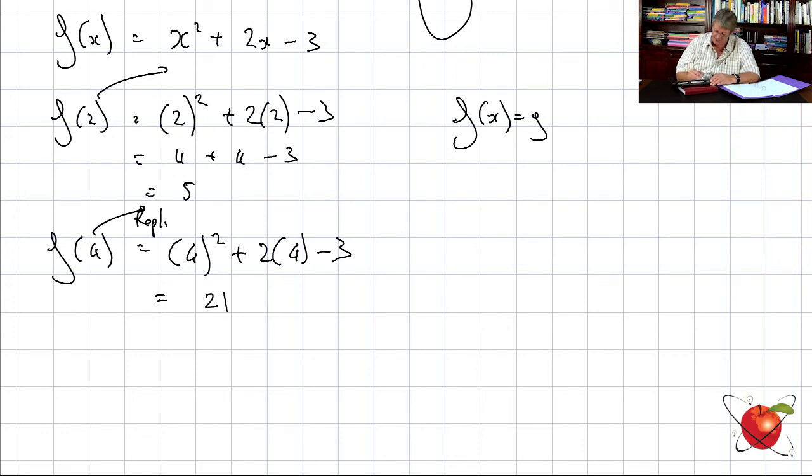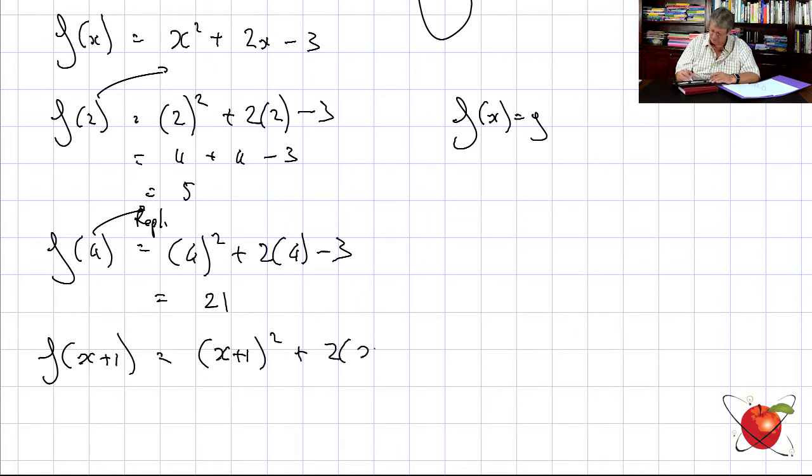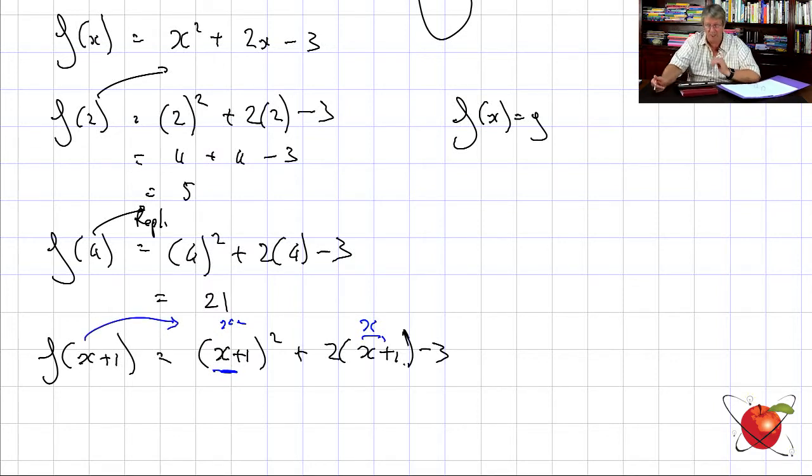So what is f of x plus 1? Once again, wherever I see an x in the original, I write x plus 1 all squared plus 2 times x plus 1 minus 3. Can you see what I did? All I did is replace the x squared and the x with that. That's all we're going to do in all of these.